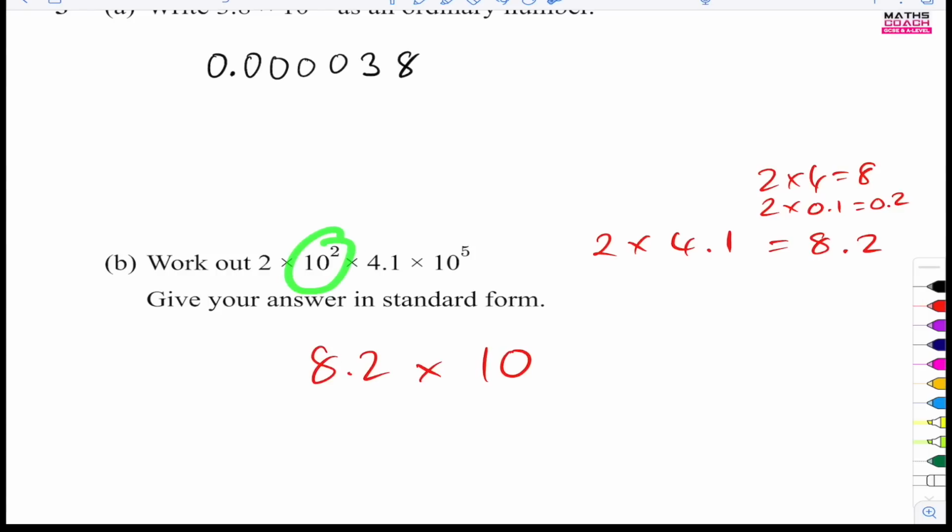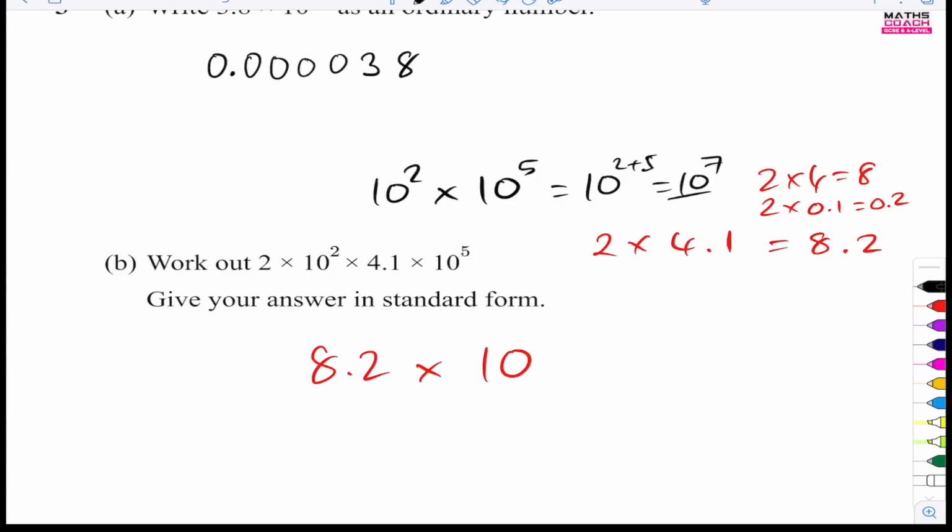Now with these, let's just do it here. So 10 to the power of 2. You're also going to use the indices rule. So 10 to the power of 2 times 10 to the power of 5. What do you do when the bases are the same? You just add the powers. So 10 to the power of 2 plus 5. 2 plus 5 is 7. So that gives us 10 to the power of 7.